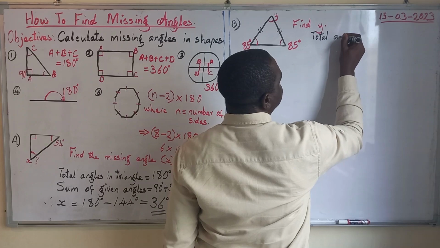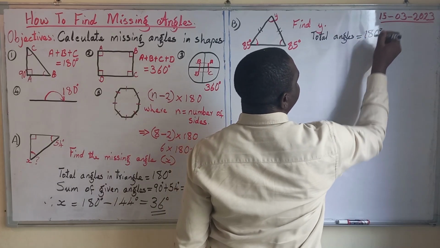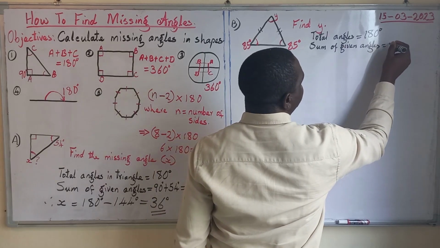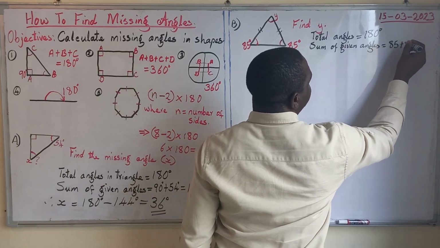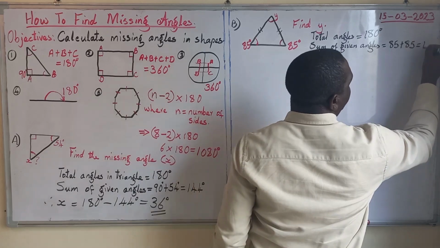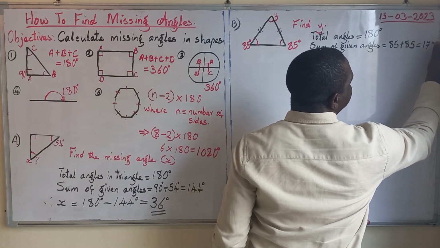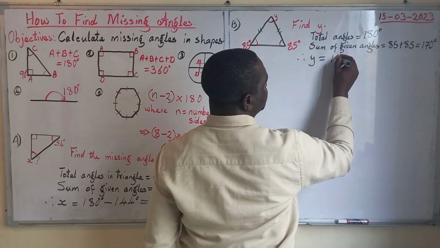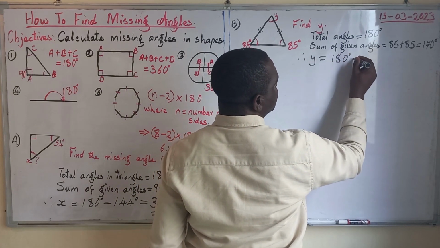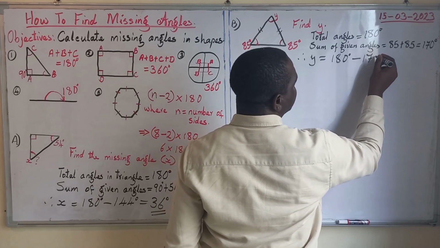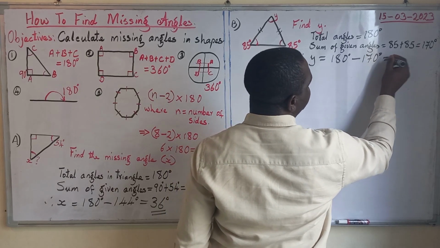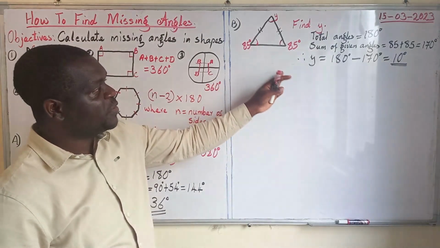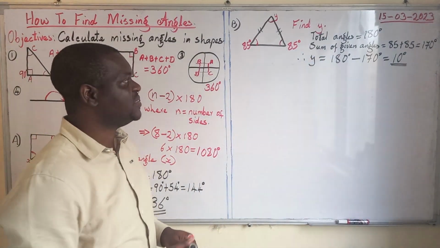Total angle is 180 degrees. Sum of given angles is equal to 85 plus 85, 170 degrees. Therefore, y will be equal to 180 degrees minus 170 degrees, which is equal to 10 degrees. Let's move on to the next example.